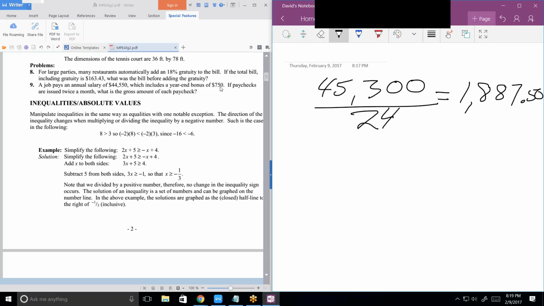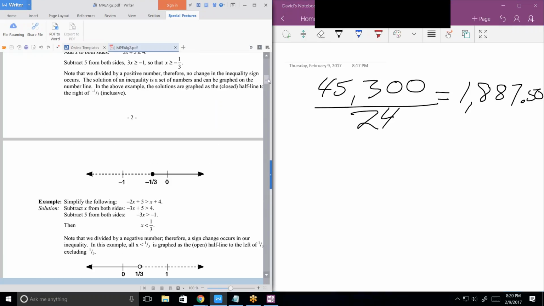And that's not really the way the world works. The way the world works is that you would take this $44,550 and divide it by 24. That would be the amount of each paycheck. And then at the end of the year, they'd give you a check for $750. But I don't think that's the way they wanted you to do this problem. They didn't specify whether that year-end bonus was paid with each paycheck or whether they waited till the end of the year to pay it. The year-end bonus usually is at the end of the year, but I don't think in this problem that's what they mean.